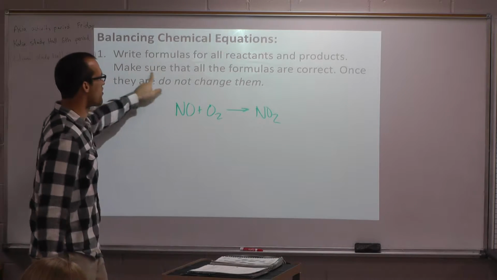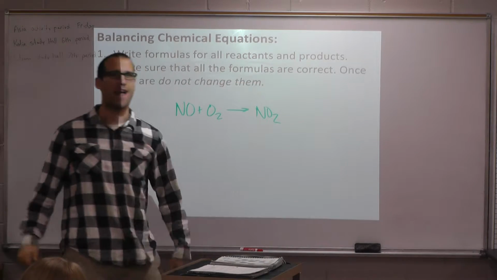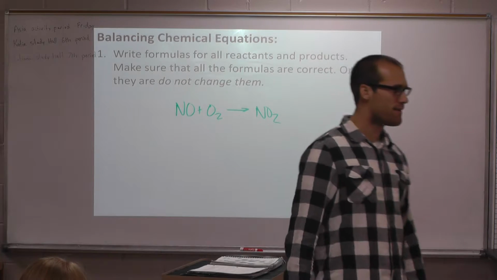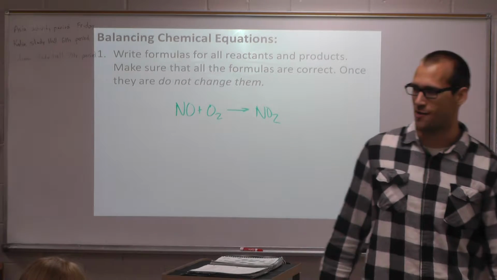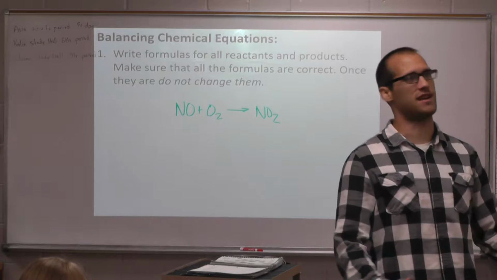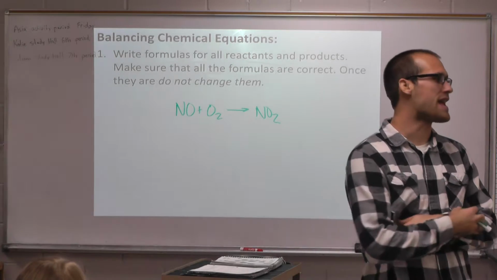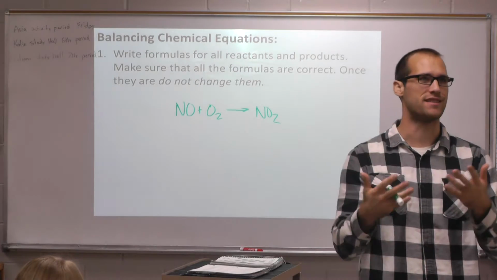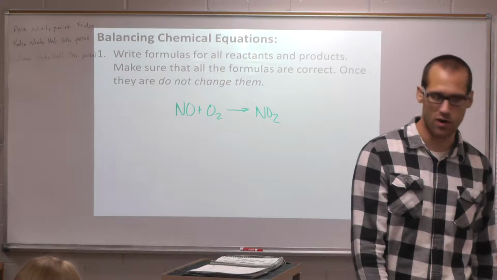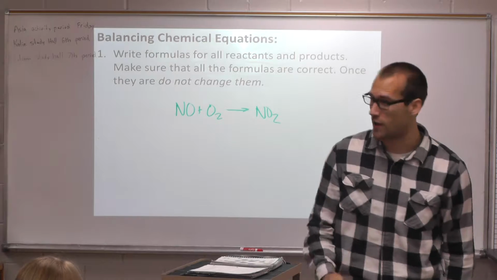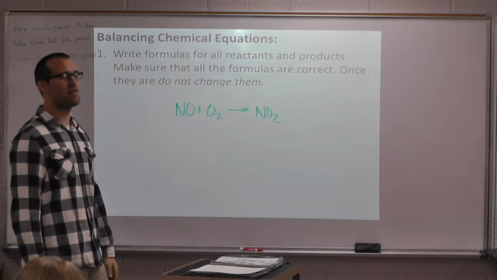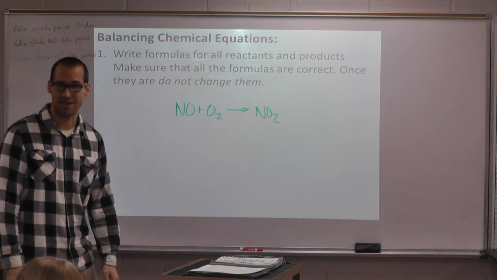Make sure that all the formulas are correct. Why would you want all the formulas correct? Yeah, you don't want to create or destroy matter. Also, can you balance the chemical equation? Could you make it have the same amount on both sides if you messed up one of the formulas? No, you couldn't. So, make sure you have the formulas correct. If you're going to speed through anything, speed through the balancing.